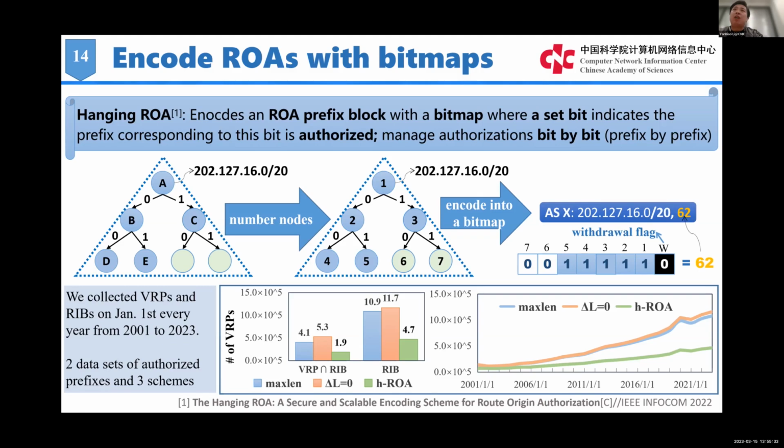2 other schemes are also evaluated for comparison. Max-length is the standardized encoding scheme. Their delta L represents the solution that is setting the delta L to 0, that is, the maximum length is equal to the prefix length. Obviously, HROA has a higher encoding efficiency. It can reduce more than a half of VRPs in comparison with the standardized solution. With RIBs of 20 years, the superiority in scalability of HROA is demonstrated clearly as well.